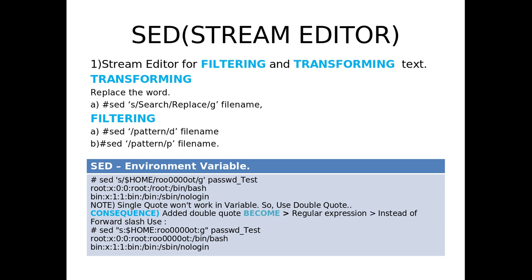SED and shell script are important features. We can use the command SED, the stream editor, for filtering and transforming text. Transformation means just like in Notepad, edit and replace. To edit and replace we can use this option, s. Here s is search and g is global. Search is the search keyword, then the replace keyword, and finally the next one is the filtering pattern.